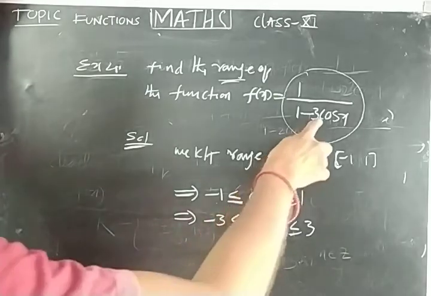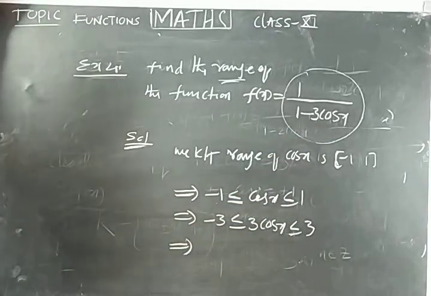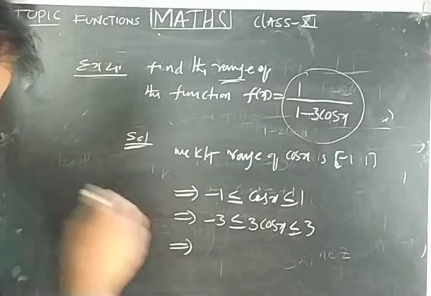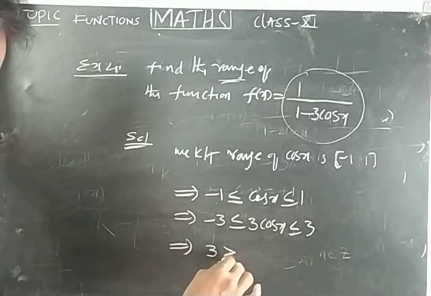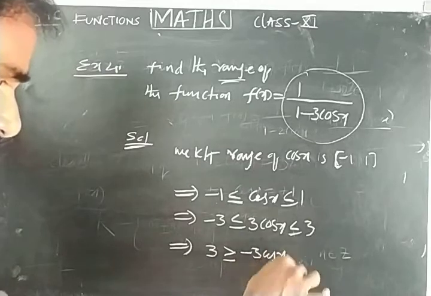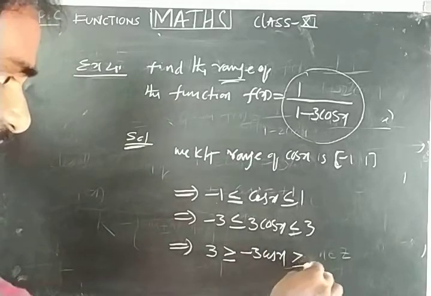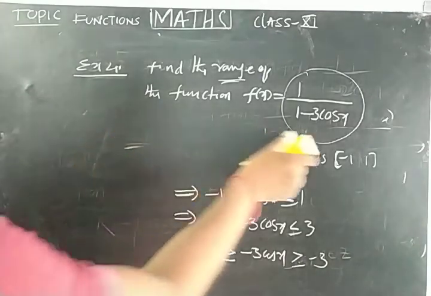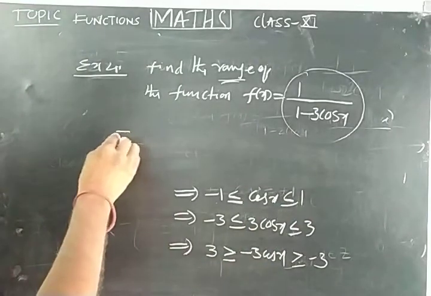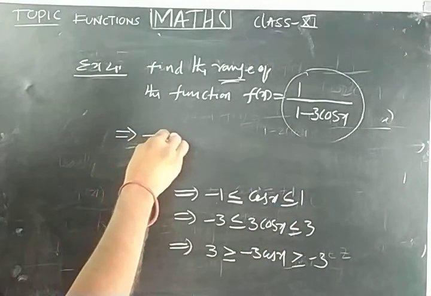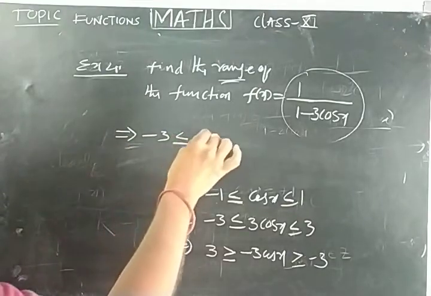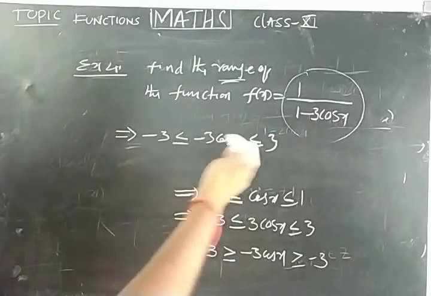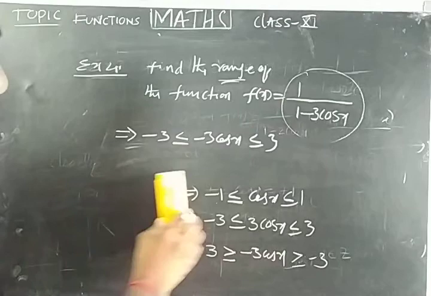Right? Now I need minus. So I am multiplying with minus. When you are multiplying with minus, less than becomes greater than, greater than becomes less than. So it will be plus 3 greater than or equal to minus 3 cos x, greater than or equal to minus 3. Right? Now how can we write this expression? That implies minus 3 less than or equal to minus 3 cos x less than or equal to 3. So minus 3 cos x lies between minus 3 to plus 3.